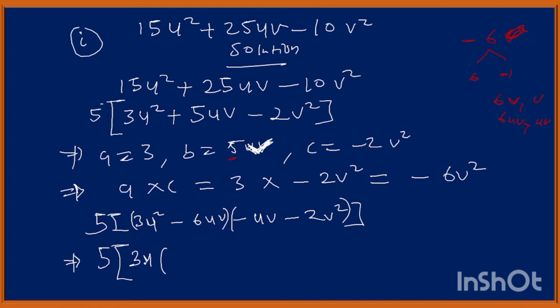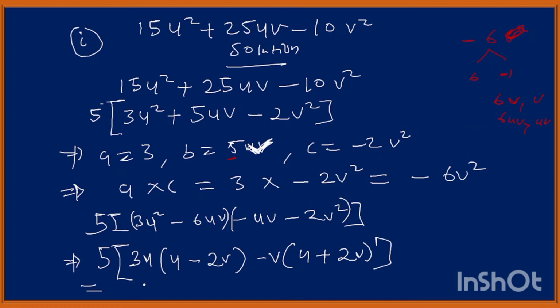So 3u squared divided by 3u will give me u, minus 6uv divided by 3u will give me minus 2v. So that is for that. So what is common between minus uv and minus 2v squared? What is common there is v. So minus v is common. You can see v is here and v is also here. So if I factorize, I'm going to have u plus what? 2v, bracket close.